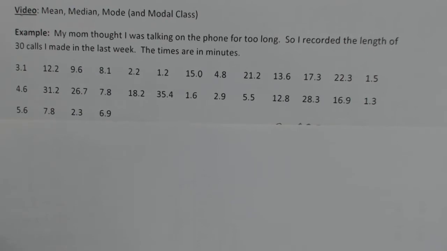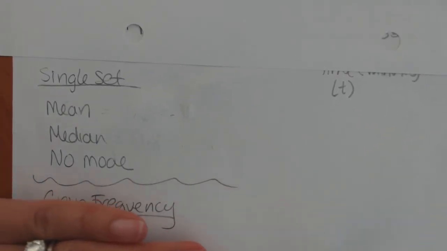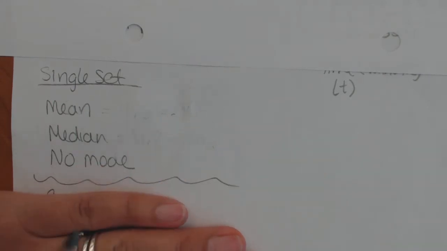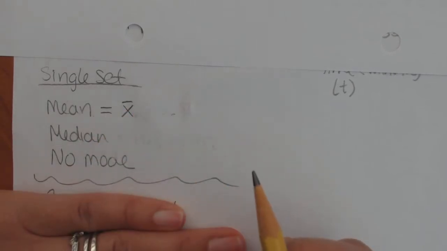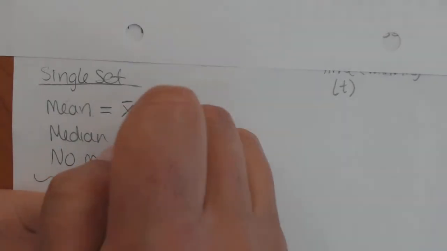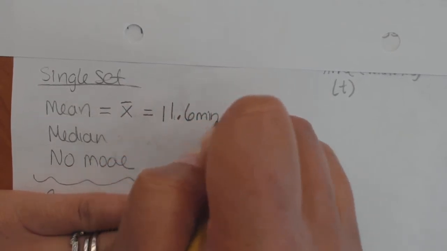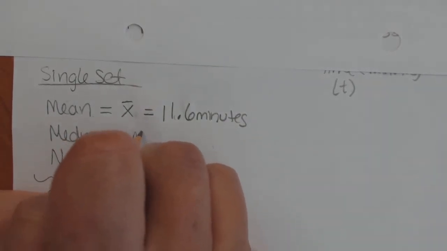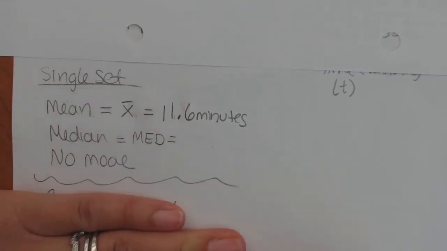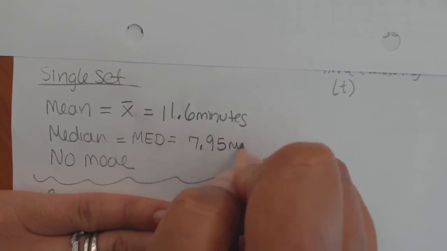Okay, welcome back. So what you should have done is a one variable statistic, on a single set of data. And this is your mean. You should have noticed it was the x-bar. That's the symbol for mean on the calculator. And you should have received a mean of 11.6, and let's write minutes here. So 11.6 minutes. The median, which should have been Med in the calculator, should be 7.95 minutes.